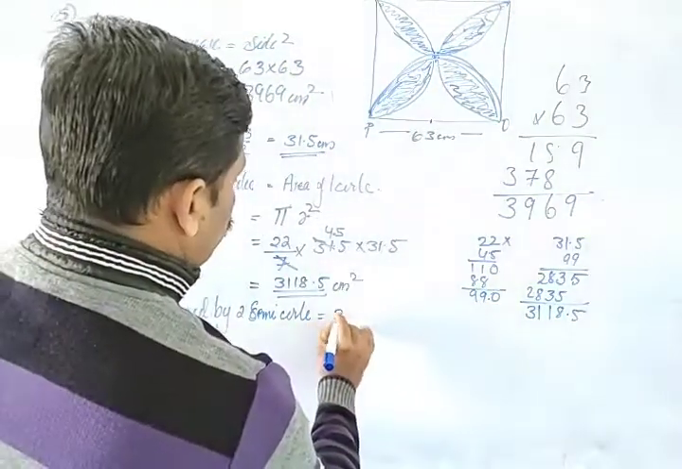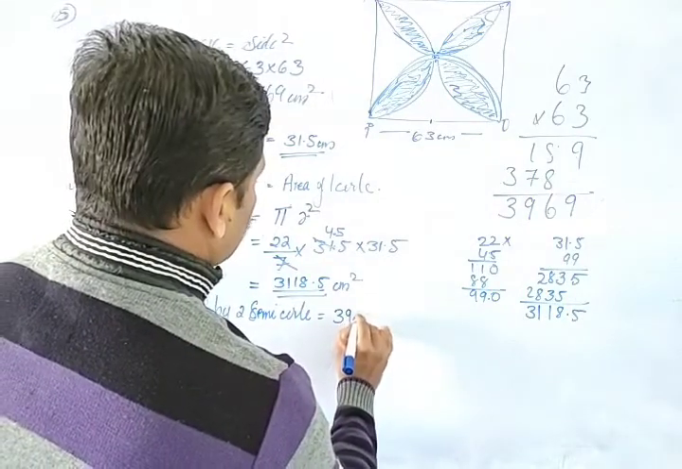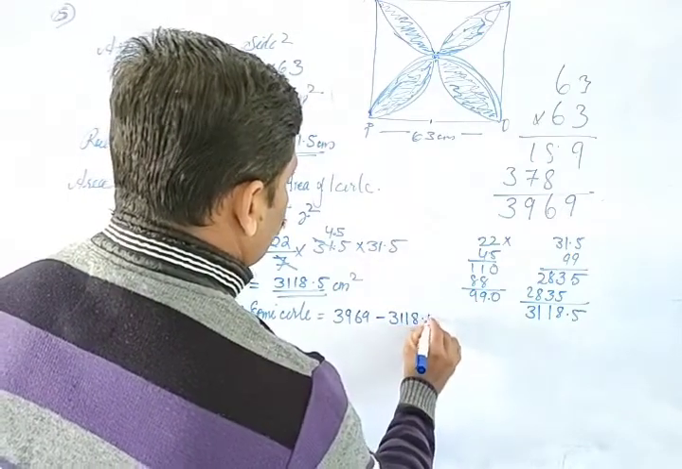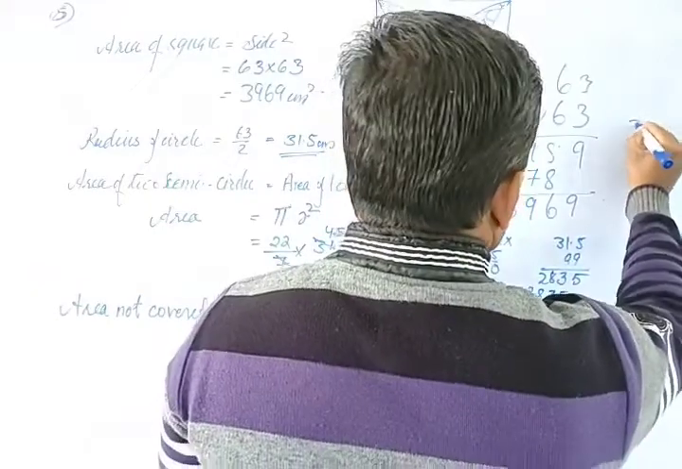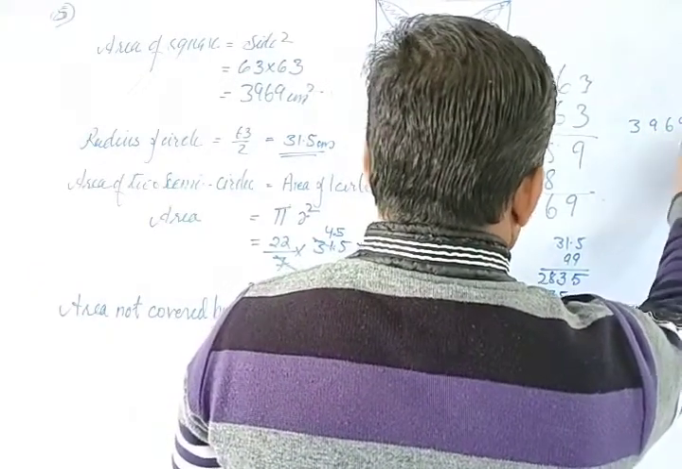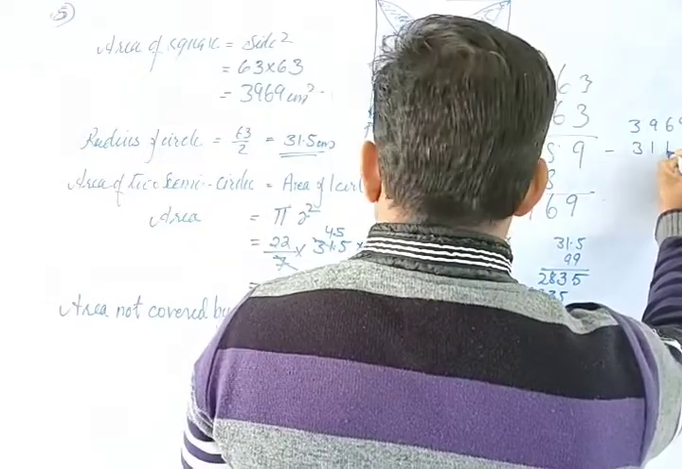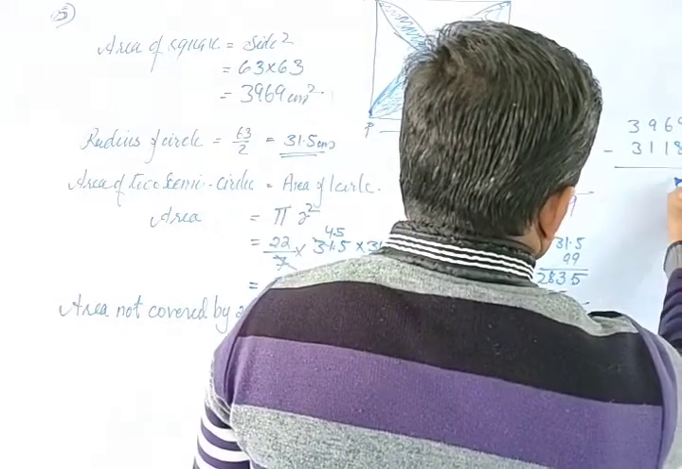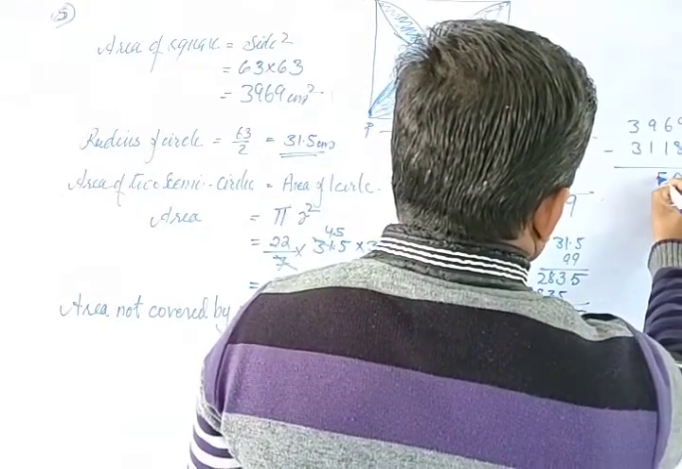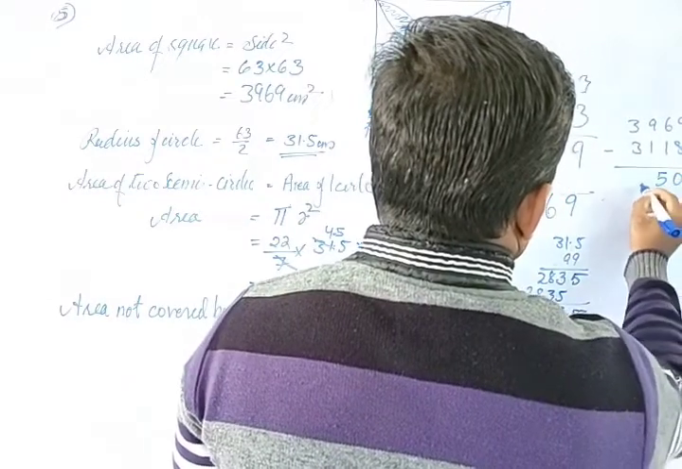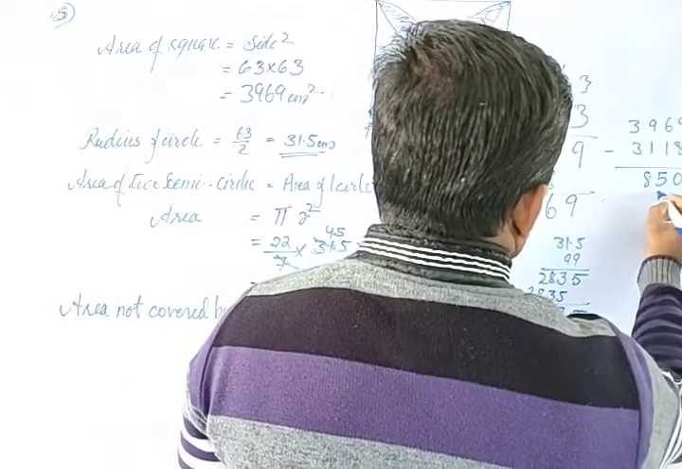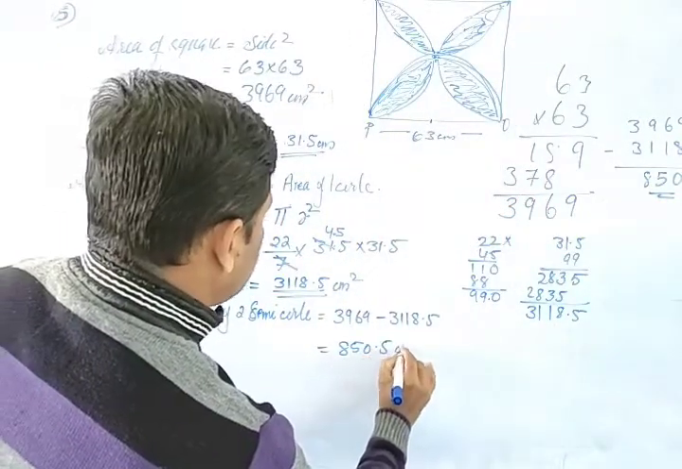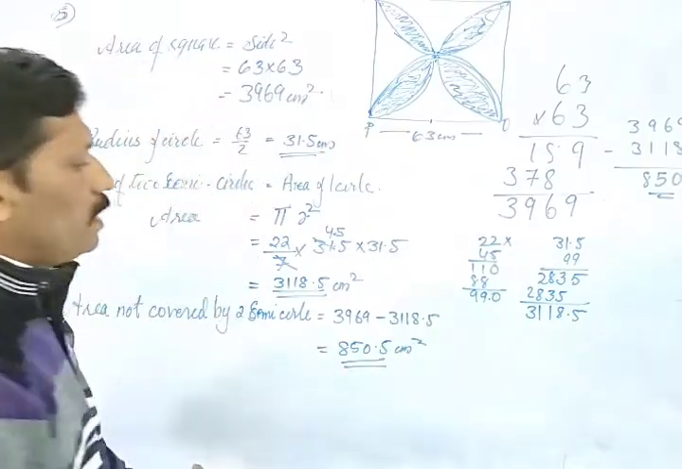That means it is 3969 minus 3,118.5. That we subtract here. 3969 minus 3,118.5 means 850.5 cm square, that is the area not covered by two semicircles.